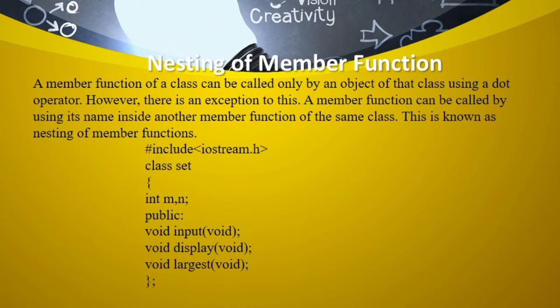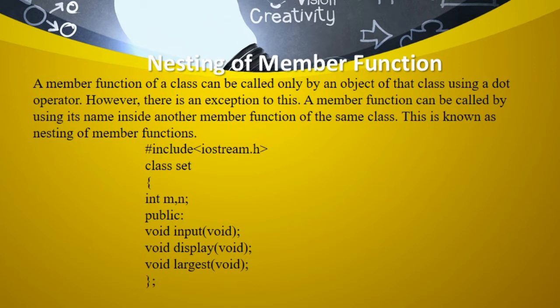Nesting of member function. A member function of a class can be called only by an object of that class using a dot operator. However, there is an exception to this. A member function can be called by using its name inside another member function of the same class. This is known as nesting of member function.